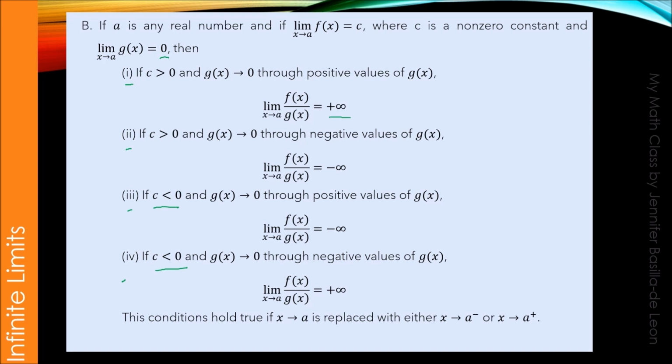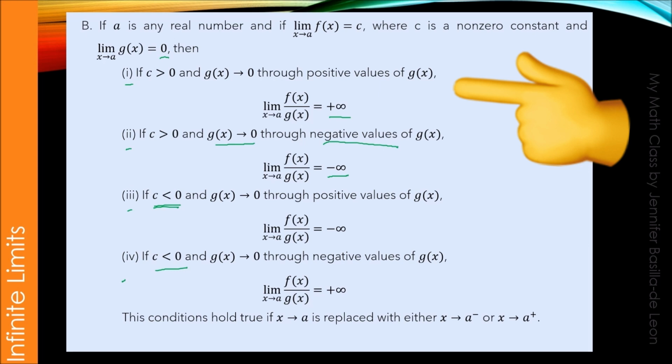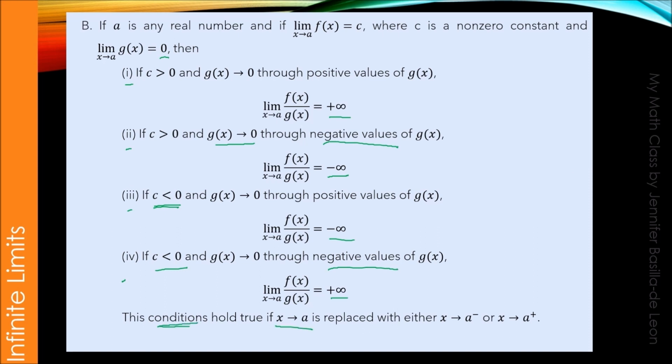However, if g of x approaches 0 through negative values, we will have negative infinity. For c less than 0 and g of x approaches 0 through positive values, we shall have negative infinity. On the other hand, if c is less than 0 and g of x approaches 0 through negative values, we will have positive infinity. However, these conditions hold true if x approaches a is replaced with either x approaches a from the left or x approaches a from the right.